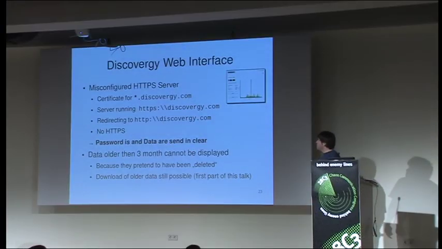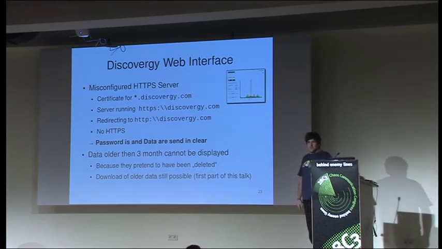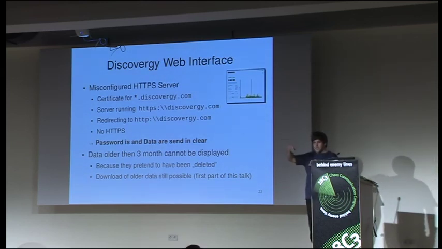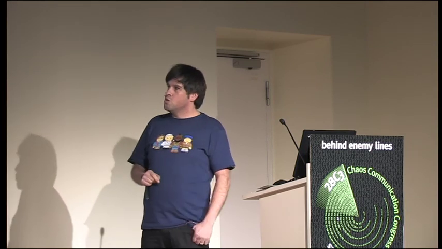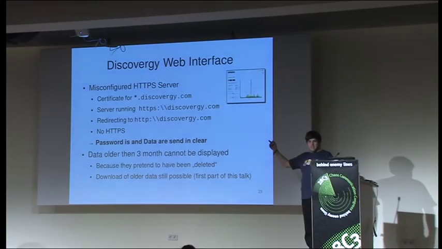So I was quite curious about this, and when they installed it for me, it took a day until I got my password, and then I went to this HTTPS server. When you enter HTTPS, you get a certificate which is for asterix.discovergy.com, but the server is running on discovergy.com, so the certificate doesn't match the website, and Firefox shows you this little note, yeah, it's a wrong certificate. So you accept the certificate and say, it doesn't matter, I'm quite sure that it's true. But then it doesn't show you the HTTPS site, it redirects you to the normal HTTP site. So when you enter your password, all the passwords are entered in clear.